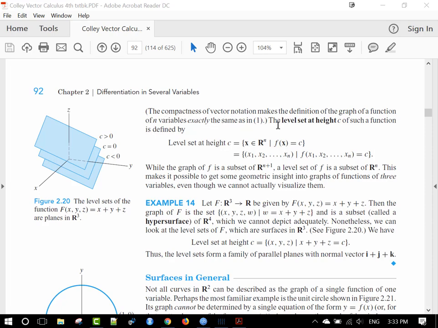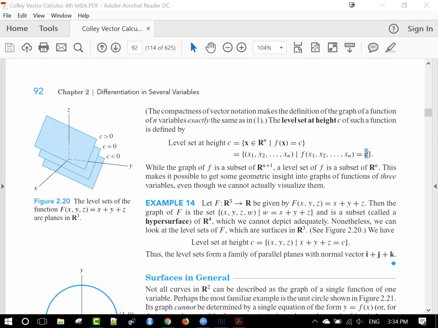Then we can also talk about the level set at height c, even for this n-dimensional situation. So remember, the level set was a set of points in one dimension less than the graph was. So the level set at height c is a set of points in Rn, not in Rn plus 1. The graph is in Rn plus 1, but the level curve is points in Rn. All the points that get mapped to that height c.